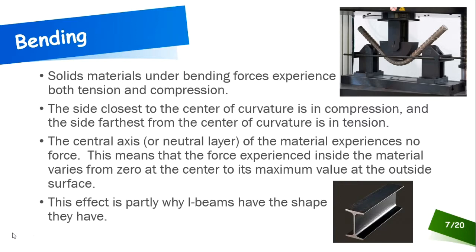And that's why, in part, there are other reasons why, but this is part of the reason why the I-beam is shaped as it is, because you don't have any force there at the very middle, and so therefore you don't need a lot of material. Any material you have there is just wasted because you don't need a lot of material to resist zero force.